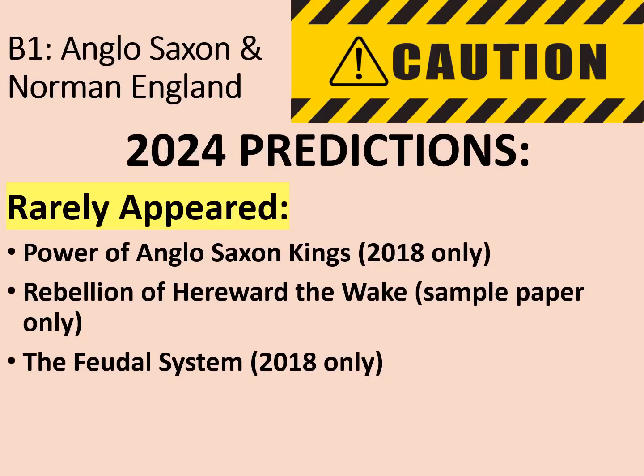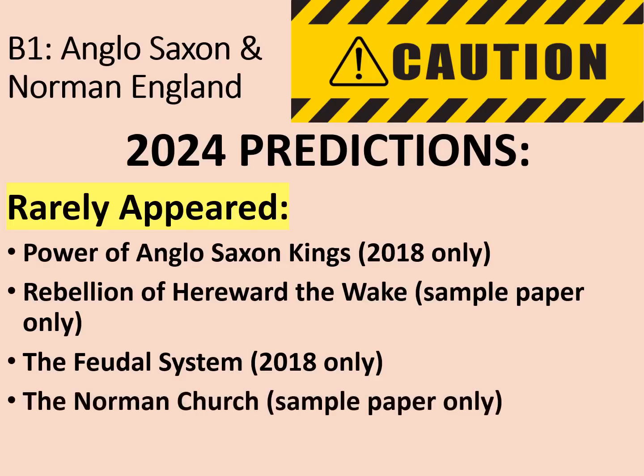Perhaps the biggest surprise for something that's rarely appeared is the feudal system, which has only appeared on that first 2018 exam, but is a massive part of how William controlled England. Yes, it would have been mentioned in other questions, but it's not had its own question before. Similar in scale is the Norman Church, another important part of how William established his control. This has only been shown in the sample paper only.